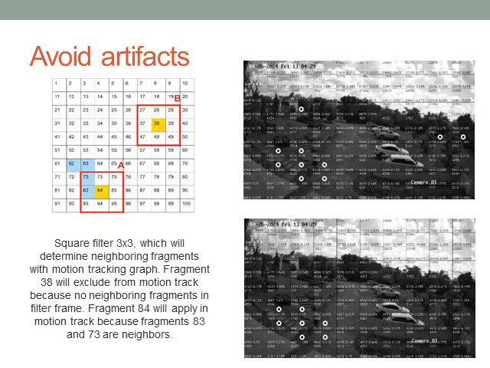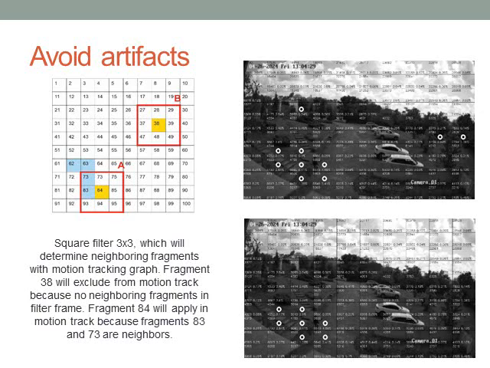We can apply a square 3 by 3 filter, which will determine neighboring fragments in a motion tracking graph. Fragment 38 will be excluded from the motion track because there are no neighboring fragments in the filter frame. Fragment 84 will be kept in the motion track because fragments 83 and 73 are its neighbors. You can see the motion tracking before filtering on the top right side. The filtering result is shown on the bottom right side.